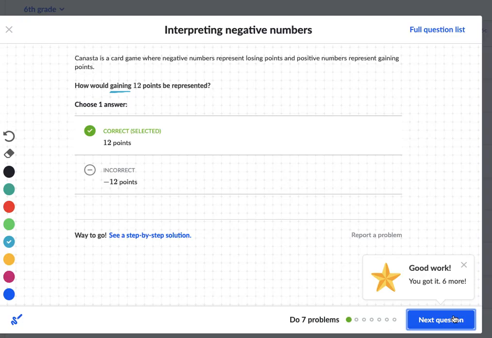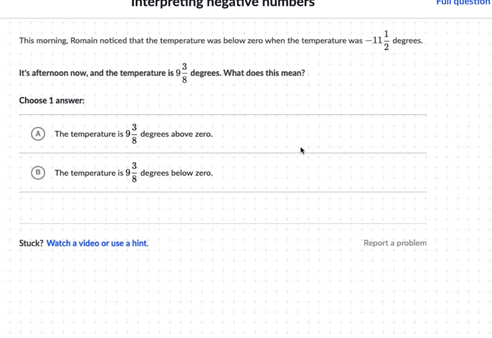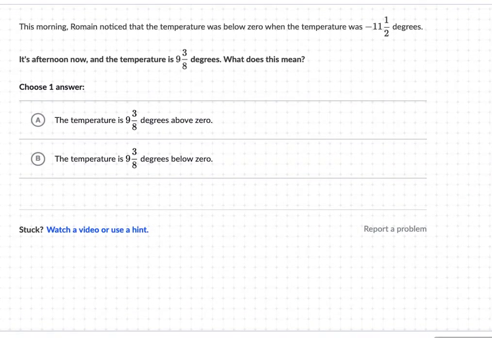Okay, let's try another one. In this example, it says, this morning, Romaine noticed that the temperature was below 0, so that's getting colder, when the temperature was negative 11.5 degrees. It's afternoon now, and the temperature is 9 3/8 degrees. So it went from negative to positive. What does this mean when the temperature is 9 3/8 degrees? Go ahead and pause the video and try it on your own.